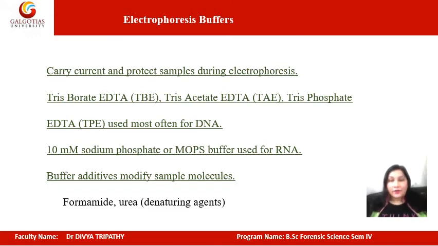So let's understand what the electrophoresis buffers are. Carrying current and protecting samples during electrophoresis is the main function of electrophoresis buffers, and the examples are Tris-borate EDTA, known as TBE, Tris-acetate EDTA, known as TAE, and Tris-phosphate EDTA, known as TPE. These are the most commonly used buffers for the separation of DNA using electrophoresis. 10 millimolar sodium phosphate and MOPS buffers are used for RNA separation. Buffer additives are also used to modify the sample molecules, and the examples are formamide and urea. These are also known as denaturing agents.